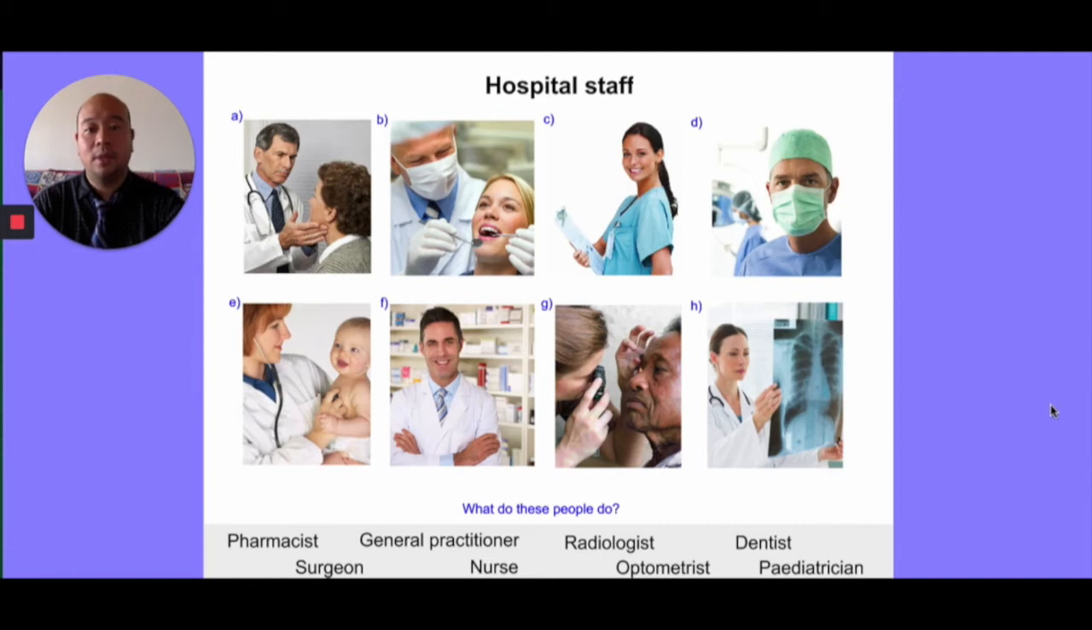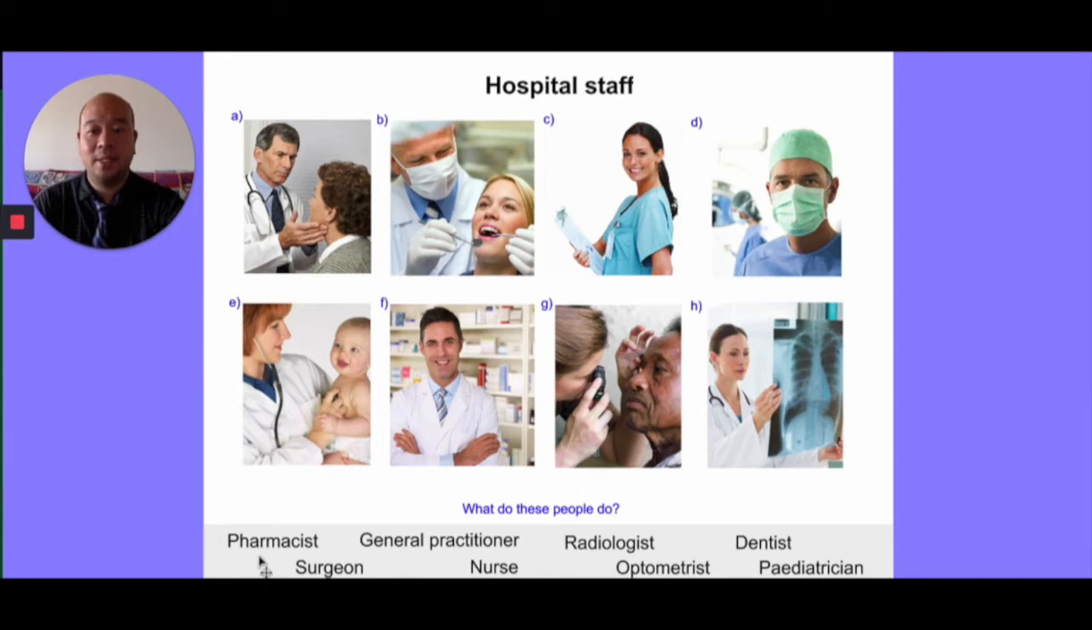First of all, let's take a look at some different people who work inside a hospital. These are different hospital staff. The names of these people are at the bottom of the screen. Let's match these words correctly to these pictures. Before we do this, let's just read out each of these words first.